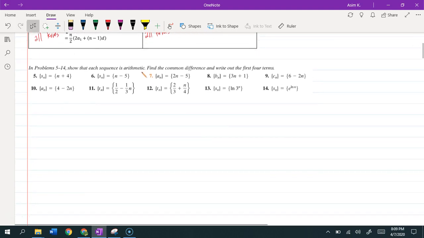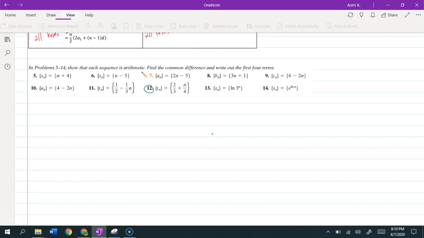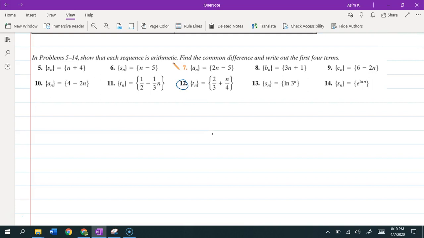Let's go ahead and get started. The first question that I would like to try today is question number 12. The instructions say that you need to show that each sequence is arithmetic, and then once you've done that, find the common difference and write out the first 4 terms. So this is going to help you understand what exactly an arithmetic sequence is as well.